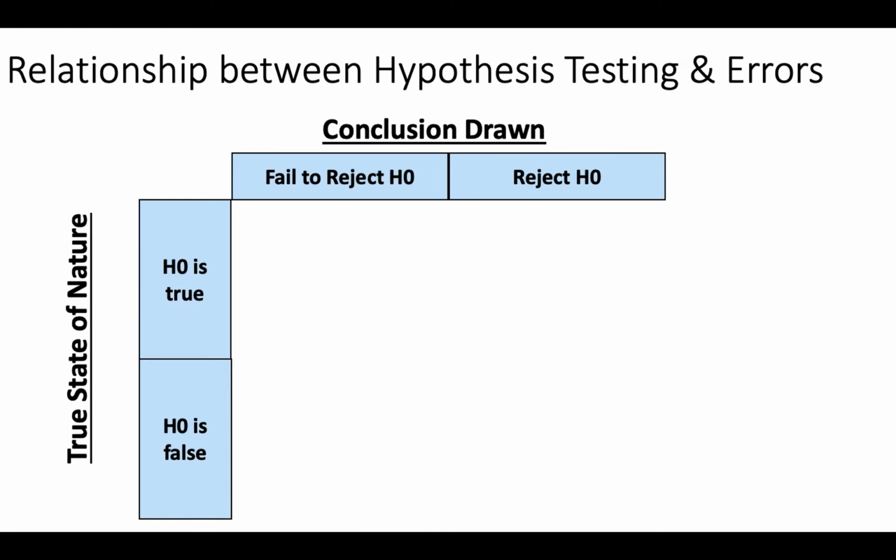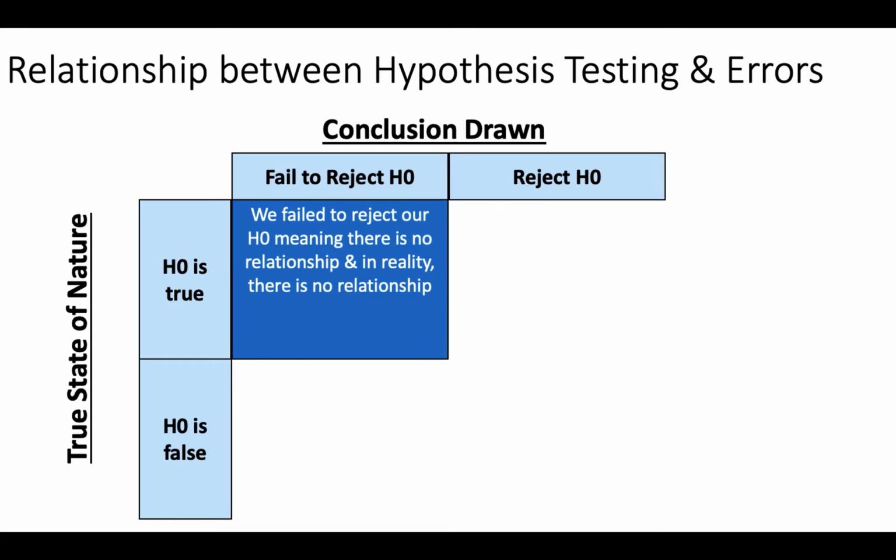Okay, so let's say we failed to reject our null hypothesis, meaning that there is no relationship in our data, and in reality, there is no relationship. Your H0 is true, right? This is a correct decision, okay? If we fail to reject our null hypothesis and then that null hypothesis is true in nature, we've made the correct decision.